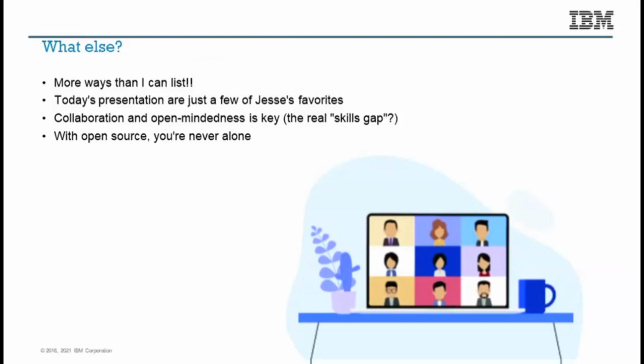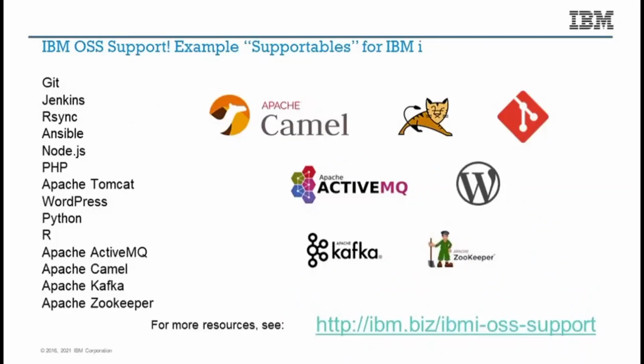But again, with open source, you're never alone. I'm always here, and the community is here. We also have support available for open source projects on IBM i. If you want to get support from IBM, this is separate from IBM i SWMA, or software maintenance. You can get support for these things at ibm.biz/IBMIOSSsupport. You can get a little more information there, and you can get premium support from IBM for ActiveMQ, Kafka, Camel, WordPress, all kinds of things.